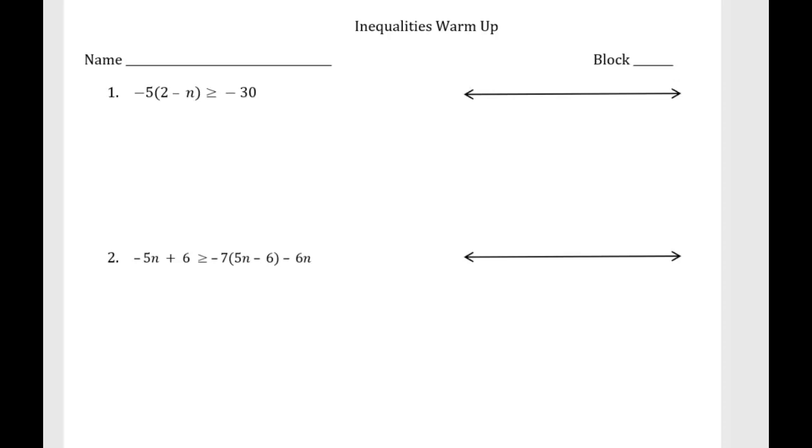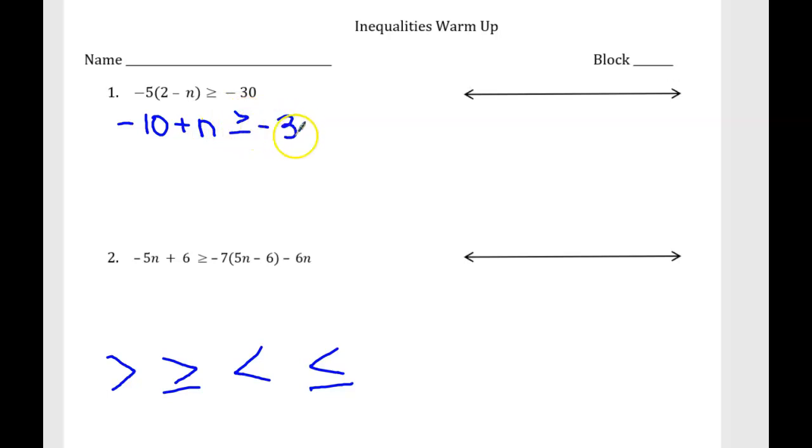So if you remember, an inequality looks like an equation, but instead of an equal sign, we can have a greater than symbol or greater than or equal to, or we could have a less than symbol or less than or equal to. Okay, so earlier this year, we learned how to graph an inequality with one variable. So in looking at number one, you'd start out and you distributed it. So you get negative 10 plus n is greater than or equal to negative 30. All right, and then I would add 10 to both sides to get n by itself. So n would actually be greater than or equal to negative 20.